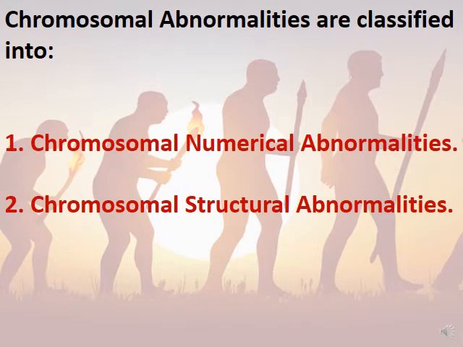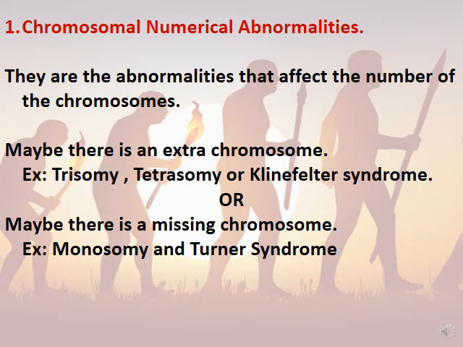Chromosomal abnormalities are classified into two categories: either chromosomal numerical abnormality or chromosomal structural abnormality. What's the meaning of chromosomal numerical abnormality? It's the abnormality at the level of the numbers, whereas chromosomal structural is the abnormality at the level of the structure of the chromosome. So chromosomal numerical is the abnormality that affects the number of the chromosomes.